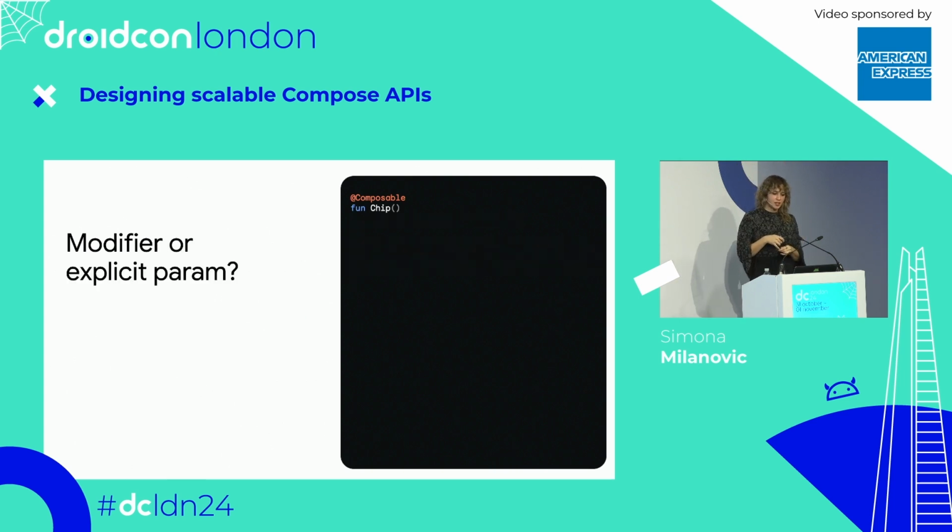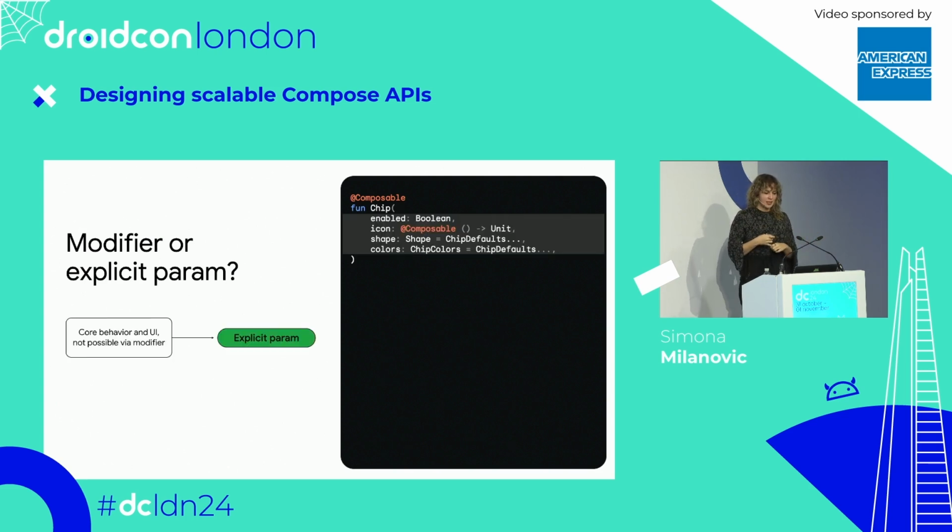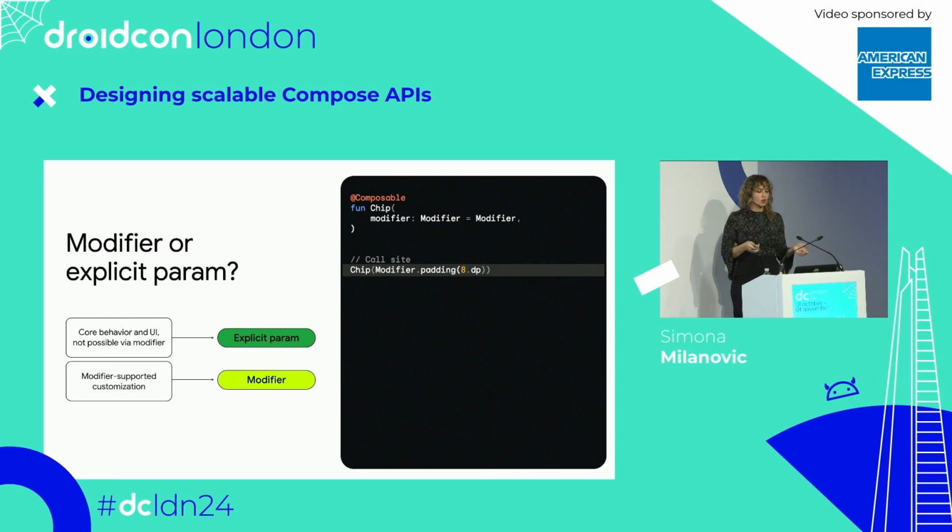So if modifiers describe the composable behavior and appearance, then you might ask yourself, when will I use explicit parameters compared to this? How do I tell the difference? Every API has crucial core parts that represent its behavior and UI, and these should be explicitly asked as parameters as an indication of the API's main purpose. Modifiers are also super powerful, but they can't do everything, hence explicit parameters should also add behavior or decoration that cannot otherwise be easily added via modifiers. If, however, there is a non-core modifier-supported customization, then use a modifier.